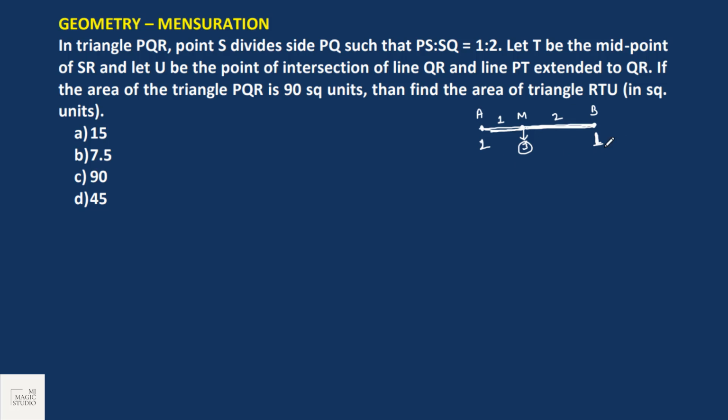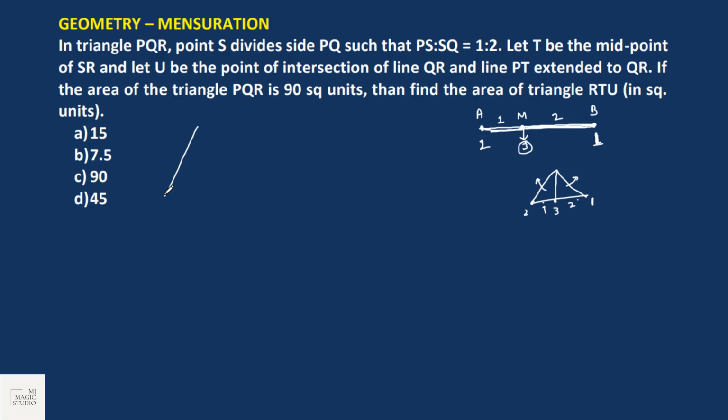If we understand how we write these values in ratios, the same concept can be used in geometry also. Suppose we have a triangle. If this ratio comes to 1 is to 2, then I can say the weight pull at A is 2 and at B is 1. At this point it is 2 plus 1, that is 3, and the area ratio of this triangle and this triangle is nothing but 1 is to 2. Clear?